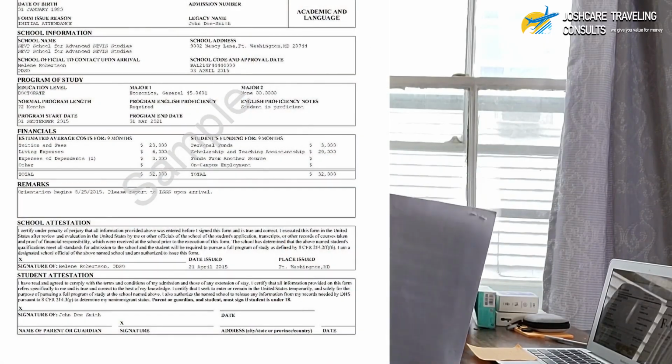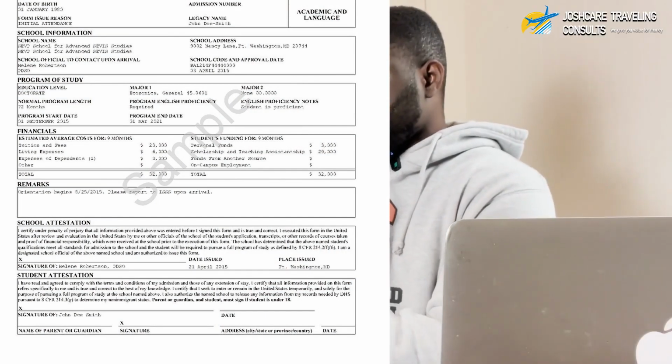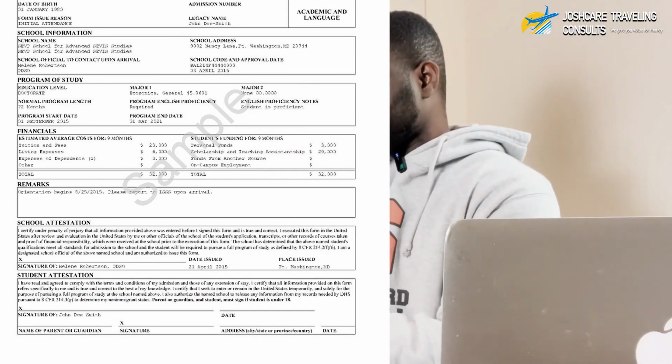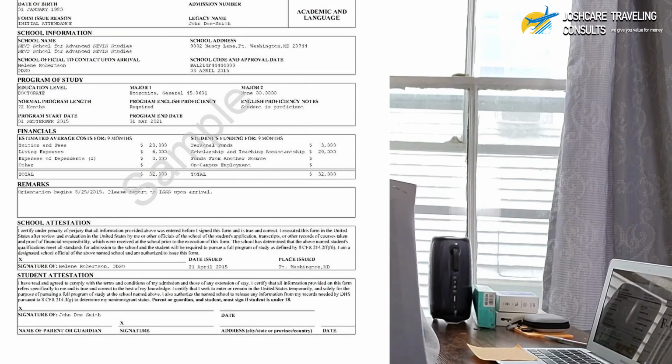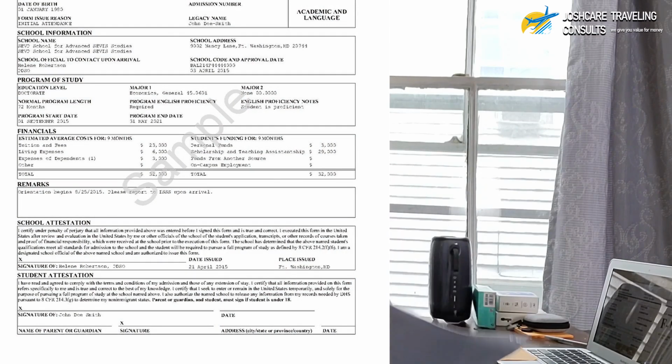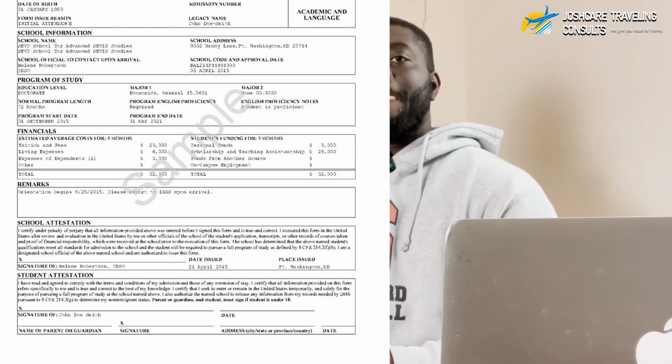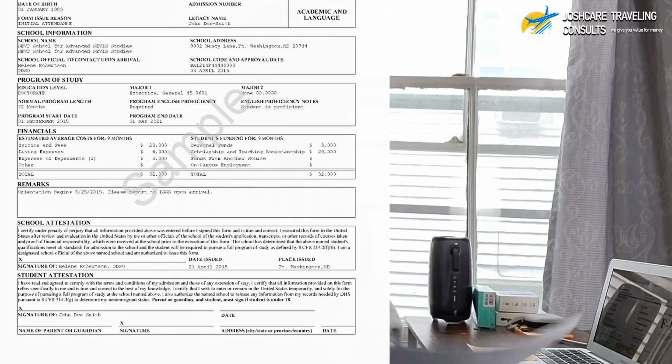And the next thing is what? Student attestation. So you need to read and sign. So guys, you need to read and sign. You can see I've signed here, and the date I signed this document. And if you're below 18 years, it's always advisable that you allow your parents to sign on your behalf.